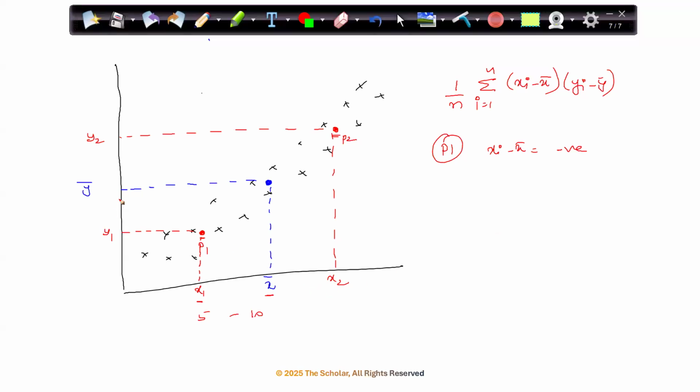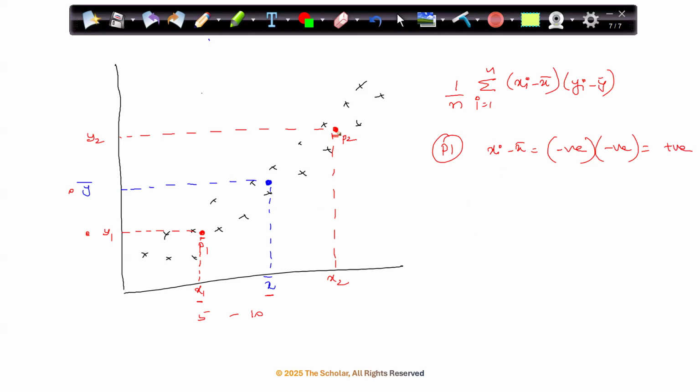Same way, what about my yi minus y average? Positive or negative? yi is small, y average is bigger. Small minus big will be negative. So negative into negative. What is negative into negative? Positive.